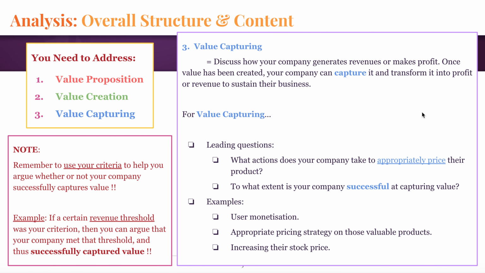So a last note on this one is, again, to remember to use your criteria. For example, if one of the measures you want to use to gauge whether your company is successfully capturing value is a criterion that is revenue, you introduce this revenue criterion in your theoretical framework, and now in your analysis you say, given the revenue threshold criterion in the aforementioned theoretical framework, this company has risen above that threshold for revenue. Therefore, we can conclude that they are successfully capturing value from their users. That's another way you can use your criteria to lead to your conclusion about whether or not your company has successfully captured value and successfully made a profit off of the value that they just created.